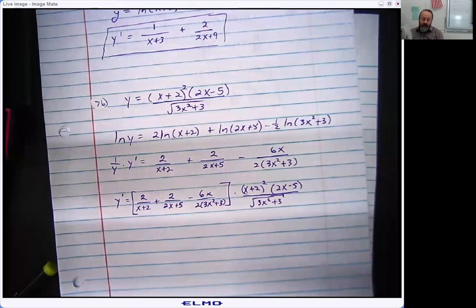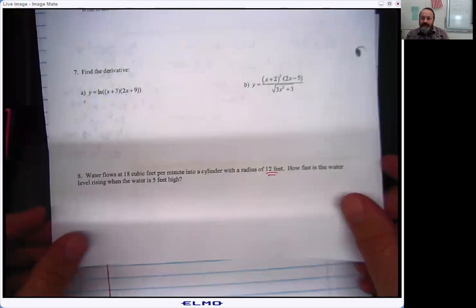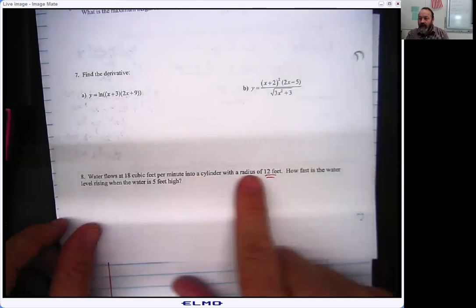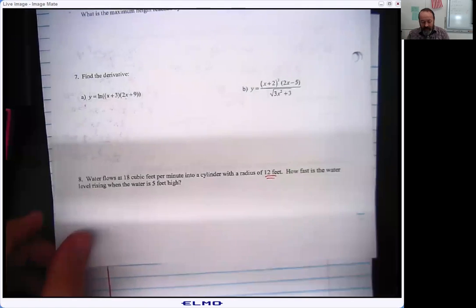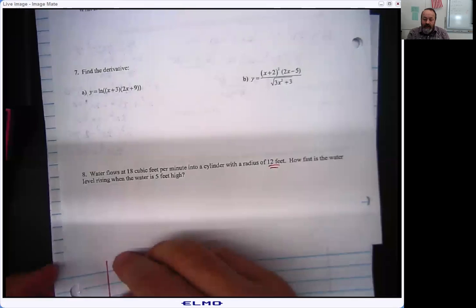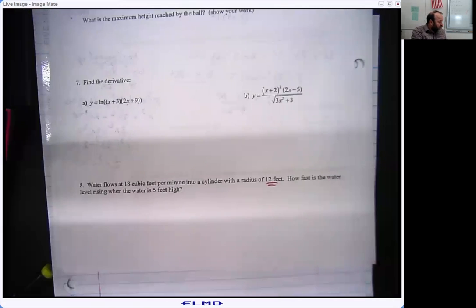Now for question number 8, it's our first related rates problem. Water's flowing at a given rate into a cylinder with a radius of 12. One of the nice things about that is, remember, in related rates problems, we're watching for any kind of constants, and the radius of that water tower is in fact a constant.